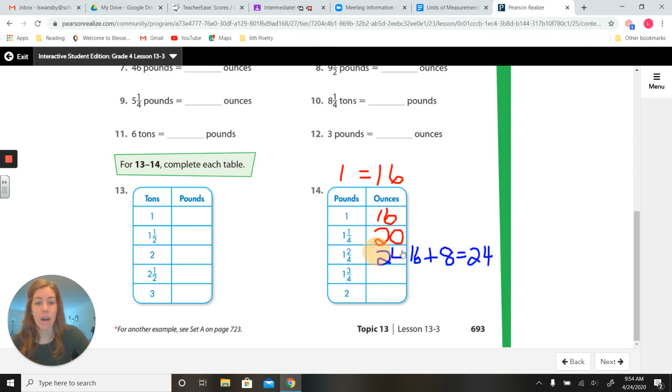All right, without continuing any further, what is your pattern? From 16 to 20, we're going up by 4. From 20 to 24, how many are you going up by? You're going up by 4 again. So what do you think you're going up by with your next one? 1 3/4. You're going up by 4 again. 24 plus 4 is 28. 28 plus 4 equals 32. Okay, with the tables, it's kind of nice because they generally have a pattern.